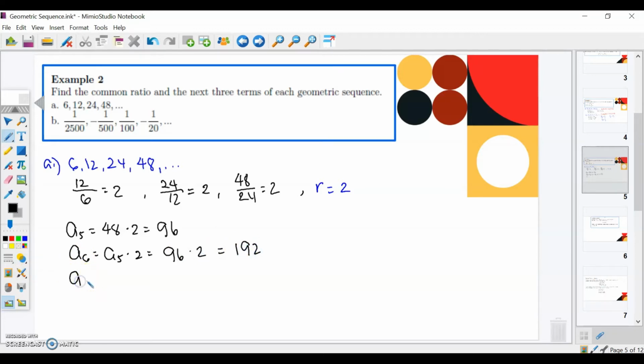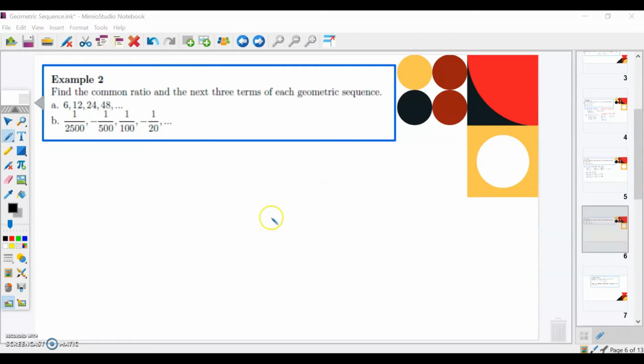And then the last term, a sub 7, is equal to a sub 6 times 2, the common ratio, which is equal to 192 times 2, which is equal to 384. So these are the next three terms of this sequence: 96, 192, and 384. So now let's consider the second example.